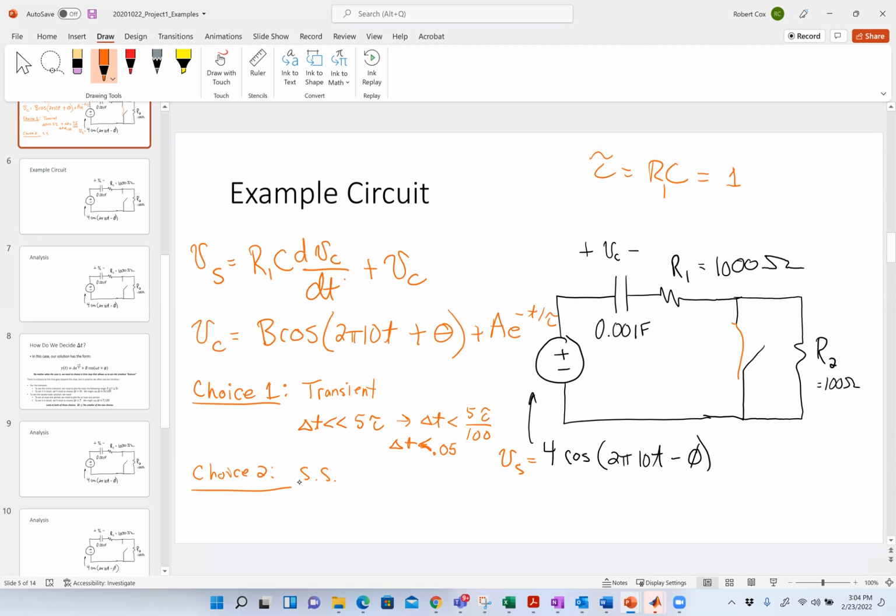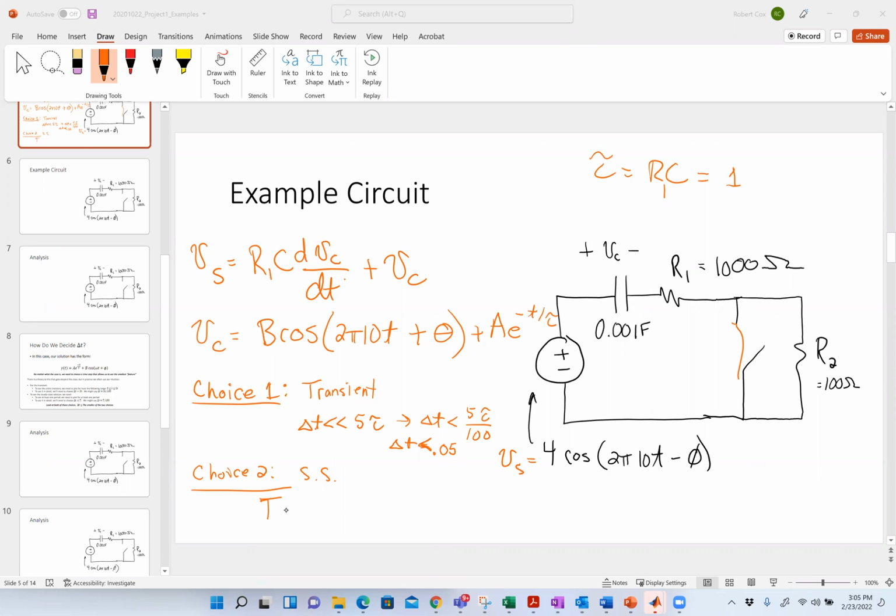Okay. What about for the steady state? What do I use there? Well, so yeah, what is the period? 2 pi 10 is our frequency, omega. So what's our period there? What's our period?